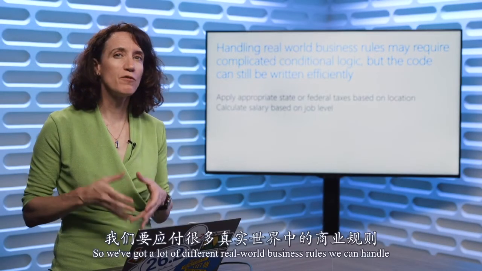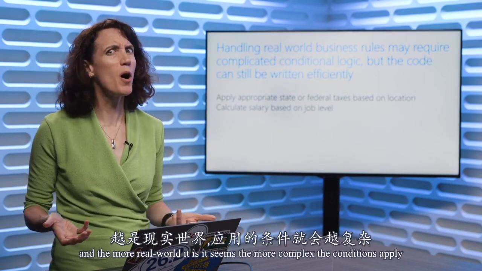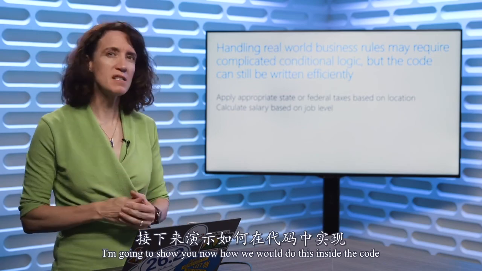So we've got a lot of different real-world business rules we can handle. And the more real-world it is, it seems the more complex the conditions apply. I'm going to show you now how we would do this inside the code.